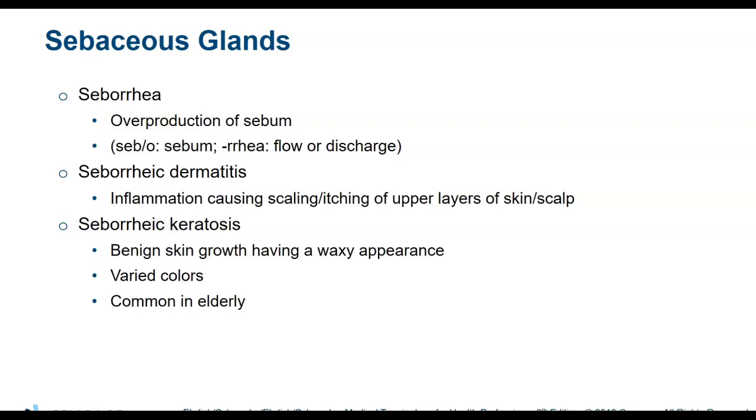Seborrhea is the overproduction of sebum. Seborrheic dermatitis is the inflammation causing the scalp itching and layers of the skin to peel, and seborrheic keratosis is benign skin growths that have a waxy appearance. They can be different colors, and we generally see these in older adults.